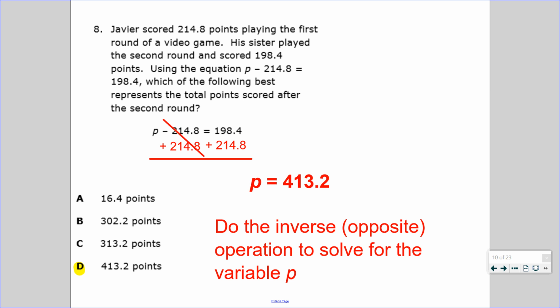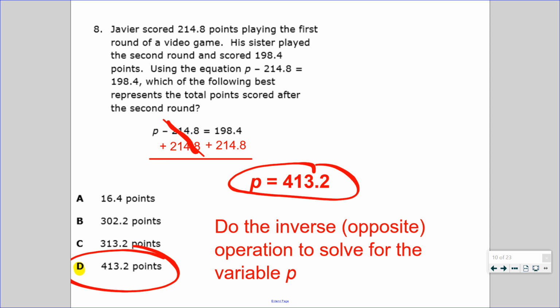Number 8. Can you solve this equation? So here's P. I need to isolate P. How do I isolate P? What is the inverse or opposite of minus 214.8? Plus 214.8. So you do it on both sides to balance it out. This cancels. So if you add 198.4 plus 214.8, it adds up to 413.2. That's why D. So you do the inverse or opposite operation to solve for the variable P.